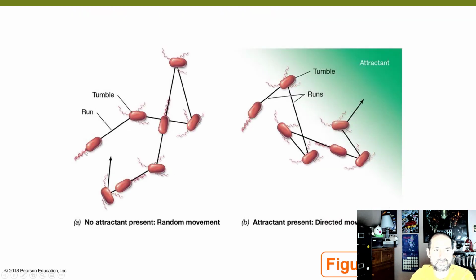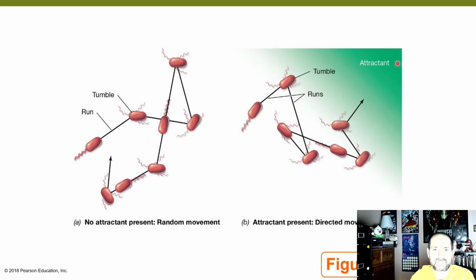So you can see here through run and tumble, every time it tumbles, it changes direction. During a run, the bacterium is moving straight, but during a tumble, it's changing direction. You see this? So bacteria are running and tumbling. Run, tumble, run, tumble, run, tumble, run, tumble. If there's no attractant, if there's no chemotaxis going on, the motion is random, which means the runs and tumbles aren't really getting you anywhere.